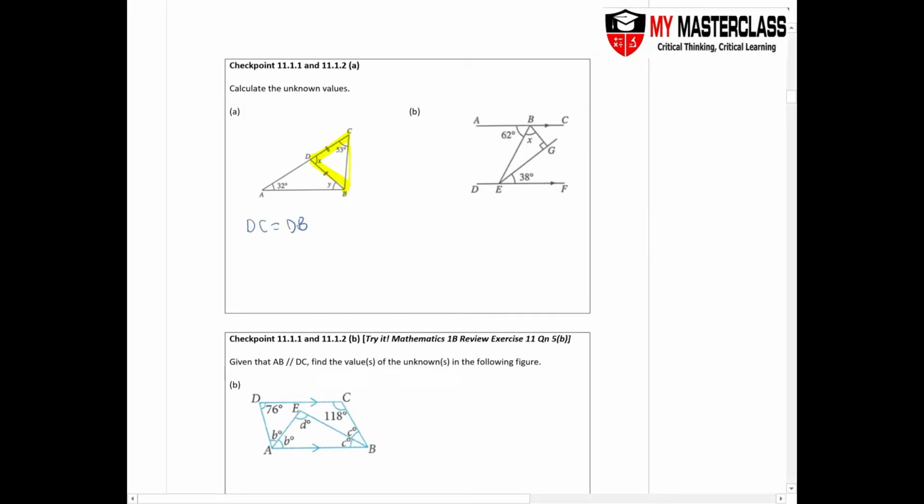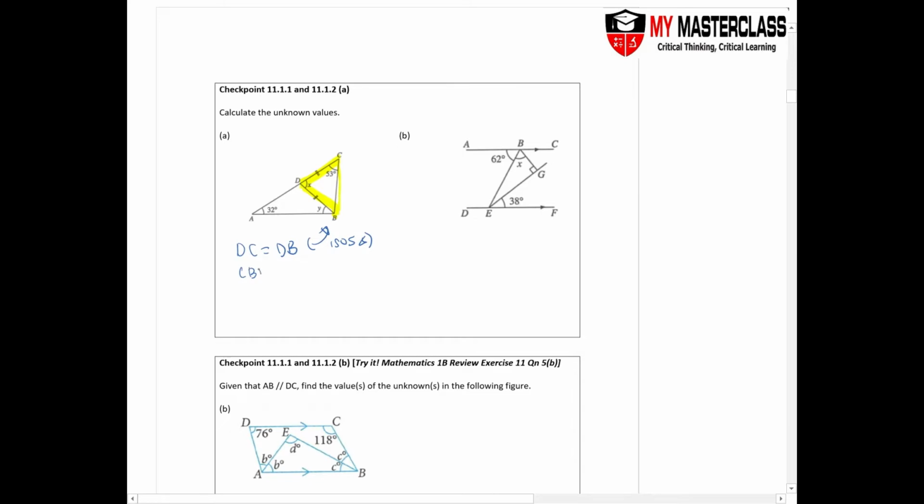equal to DB, which means this tells you that it is an isosceles triangle. Which means that CBD is technically also 53. So what's your reason? It is base angle of isosceles triangle. Of which your CDB is therefore 180 minus 2 times 53. Again, what's the reason? Angle sum of triangle. So what will you get as your answer? 74. So 74 means it is x.